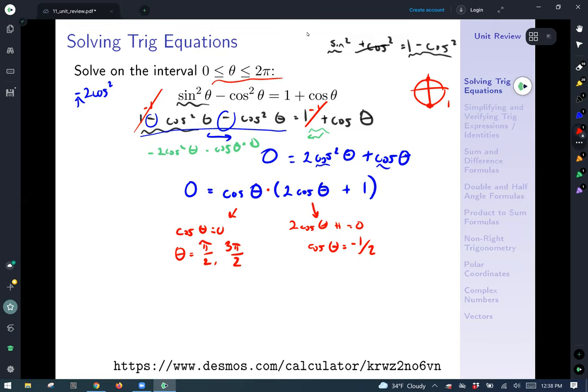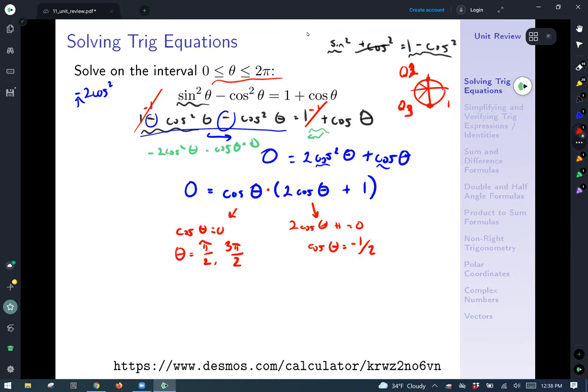Now, cosine of theta equals negative 1/2. Where is cosine going to be negative? Well, cosine is your x coordinate, so it's going to be negative in Q3, and Q4 is where we're going to have negative cosine. And yes, thank you, quadrant 2 and quadrant 3. Sorry about that, but yes, thank you for correcting me. So in quadrants 2 and 3, cosine is negative.